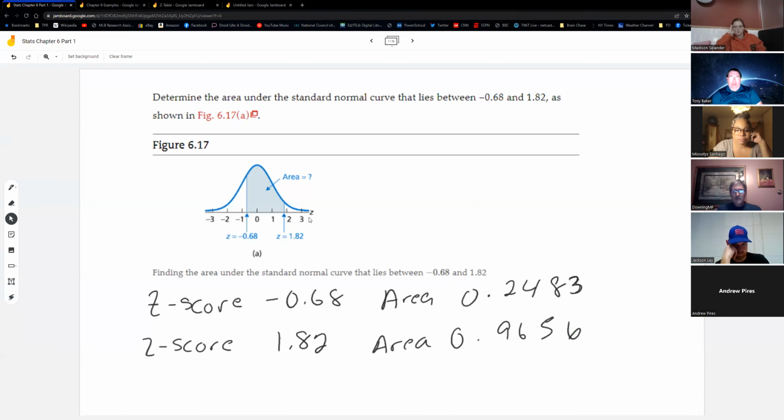All right. So what do I have to do to find the area in between those two now? What did we do before in the very first problem? We were looking at between the two numbers. Do we subtract? Yep. So I'm going to do the 0.9656 minus the 0.2483. And I get 0.7173. So whenever we're looking at those, we're just going to subtract the two of them.